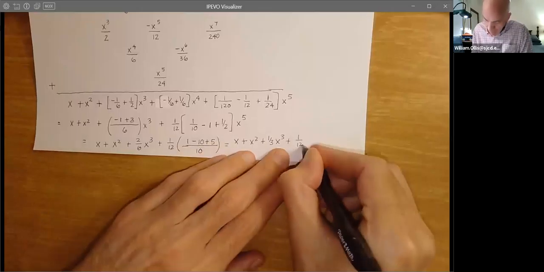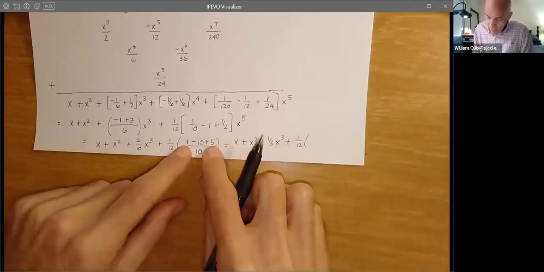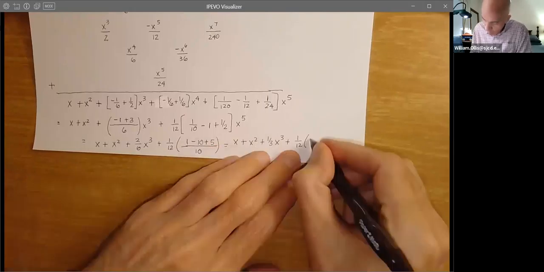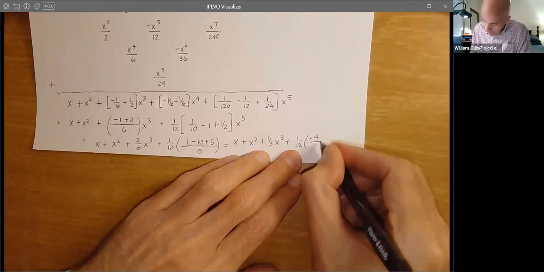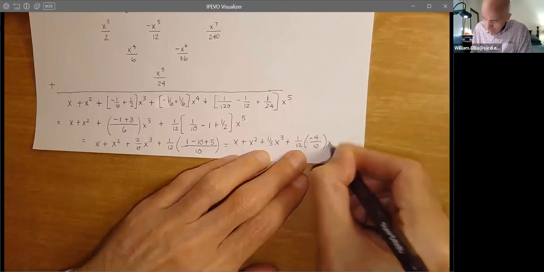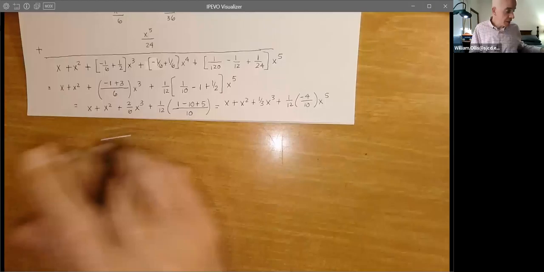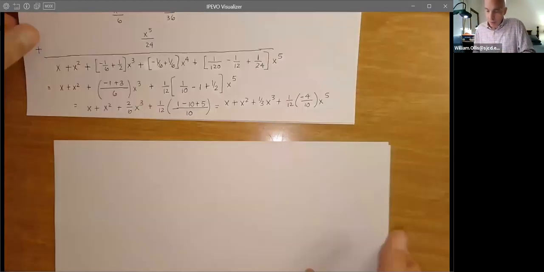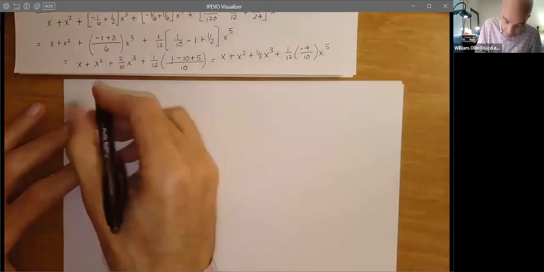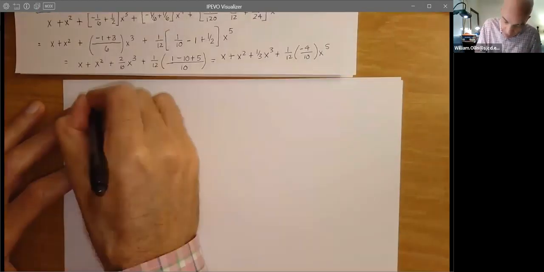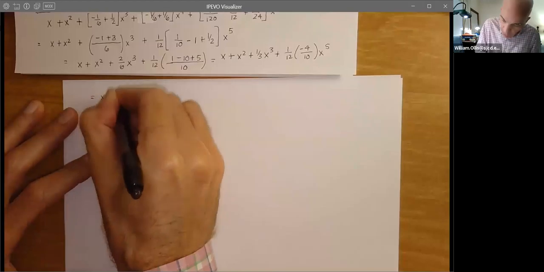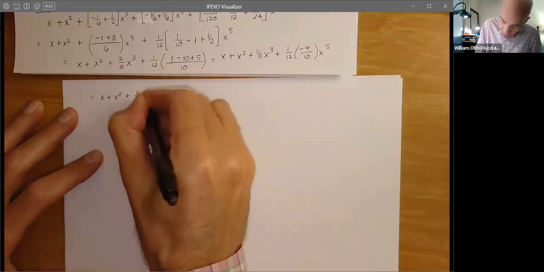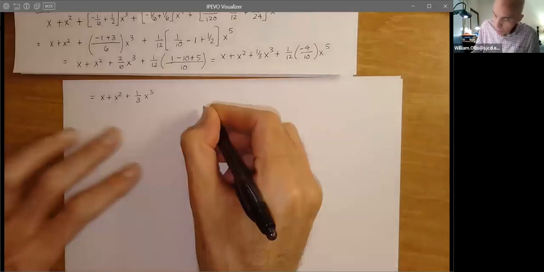So this will give us x plus x squared. Of course, that'll be 1/3. And then here we have a 1/12. And this will give us a 6 minus a 10. So that's a negative 4. So we're almost done. We get a couple more sheets of paper.